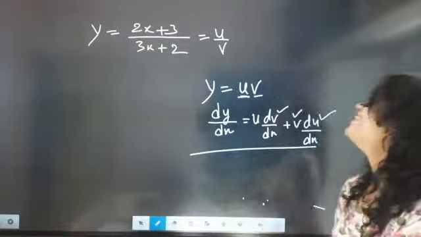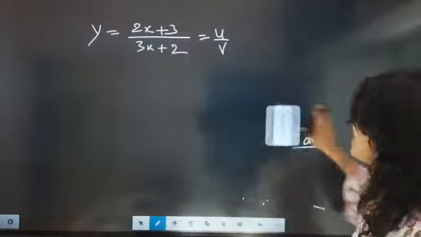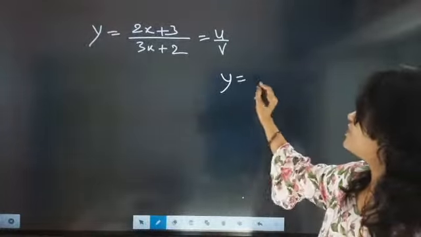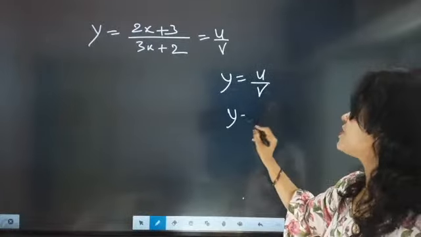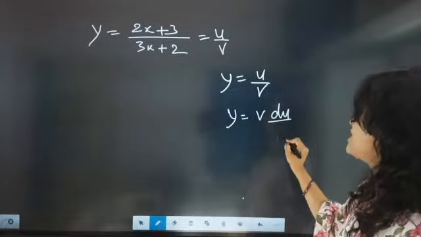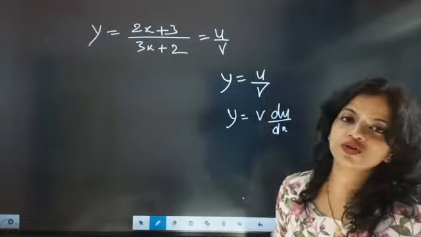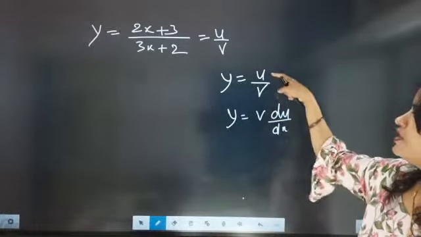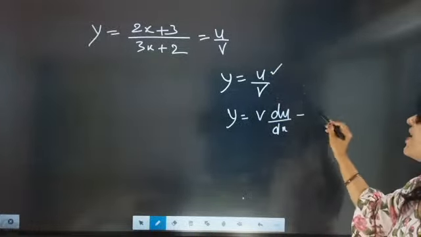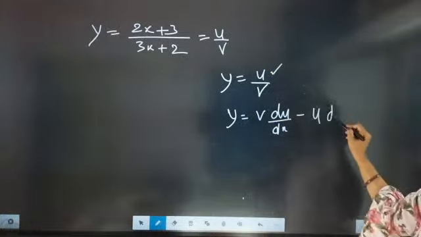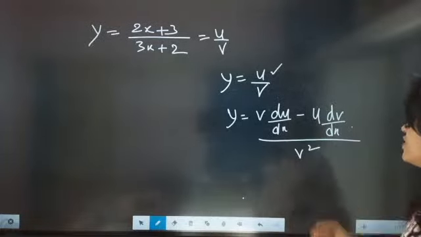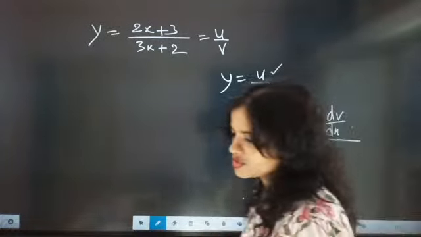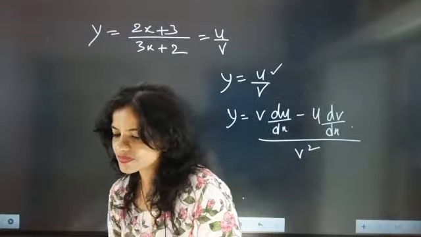Okay, so now u by v will be there, so y will be equal to u by v. So if u by v will be there, it is going to become v du by dx, that means whichever is in the denominator, you leave that, differentiate u first, minus, now leave u, differentiate v by dx, and that part by v square is going to come.